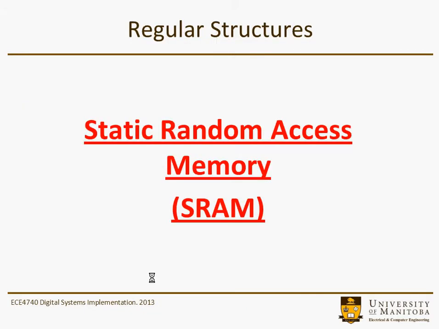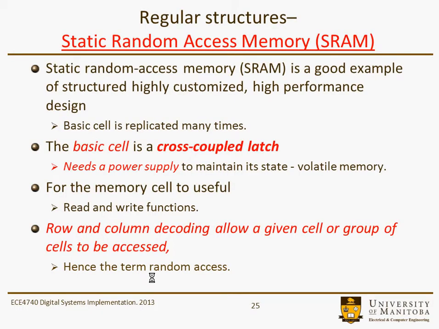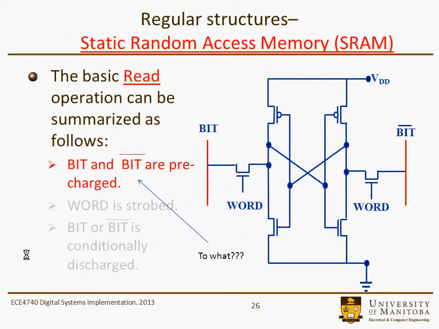And then we're going to look at a little bit of static memory, or SRAM. And these again are regular structures. The basic cell is a cross-couple latch, so it needs a power supply to maintain its state. It's volatile memory. You turn the power off, it loses the content of the memory. We're going to look at both read and write functions. We're still going to have that notion of row and column decoding, and that'll allow us to access a cell or a group of cells.